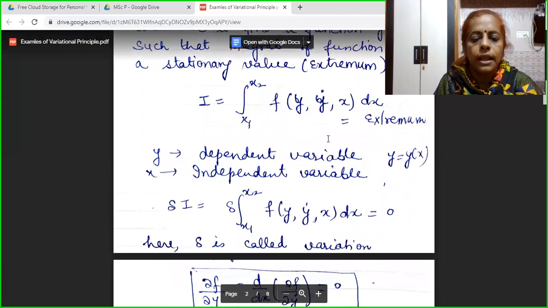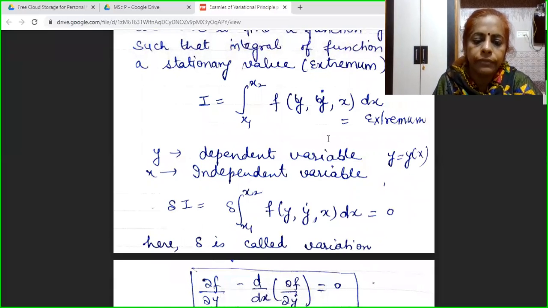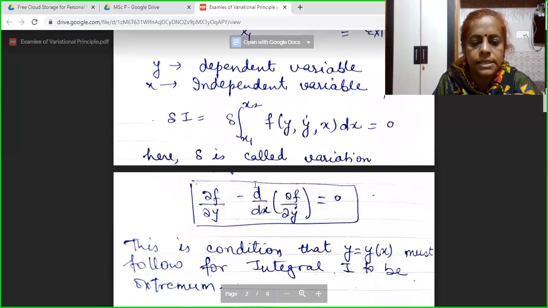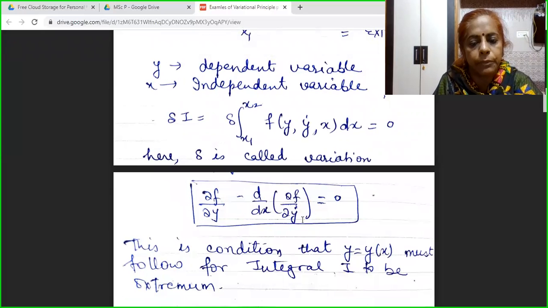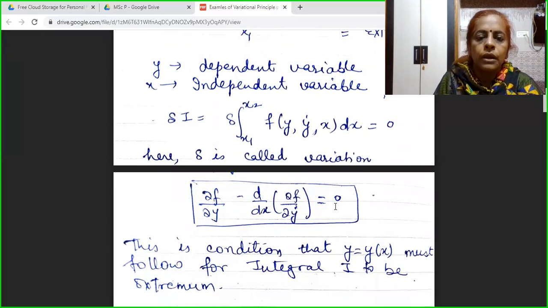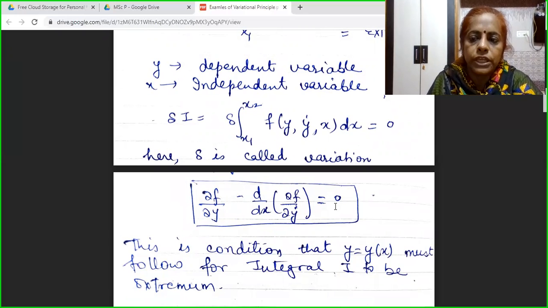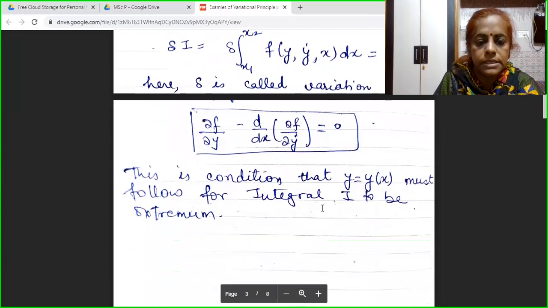In my last lecture, I determined for what value of y this condition will be satisfied. We found that the condition is del f by del y minus d by dx of del f upon del y naught must be equal to 0. On this variational principle, on this basis, we can solve many problems. Today, I will discuss these problems.